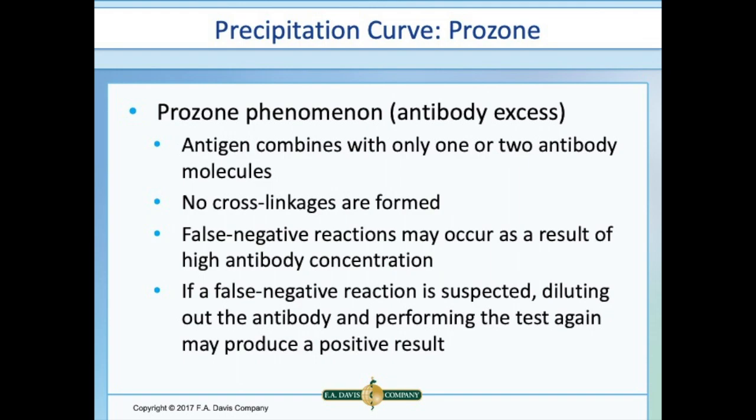Now, in prozone phenomenon, wherein you have too much antibody, no cross linkages are formed. Therefore, prozone phenomenon may result in false negative reaction because no cross linkages are formed due to the high antibody concentration. If a false negative reaction is suspected due to prozone phenomenon, diluting out the antibody and performing the test again may produce a positive result. So to prevent prozone phenomenon, we can do serial dilution of the serum.